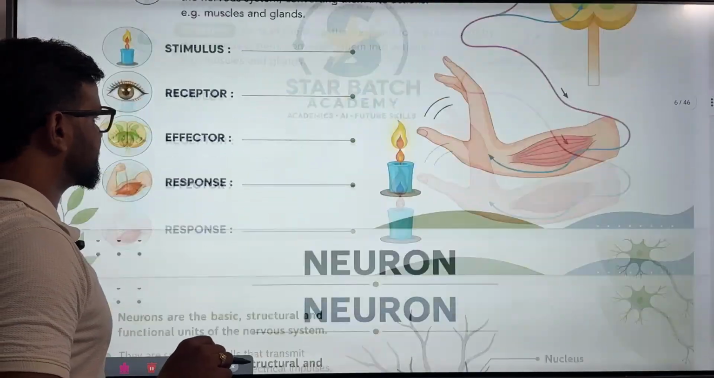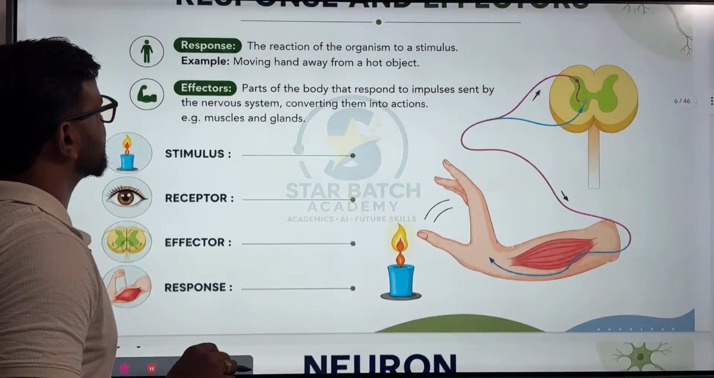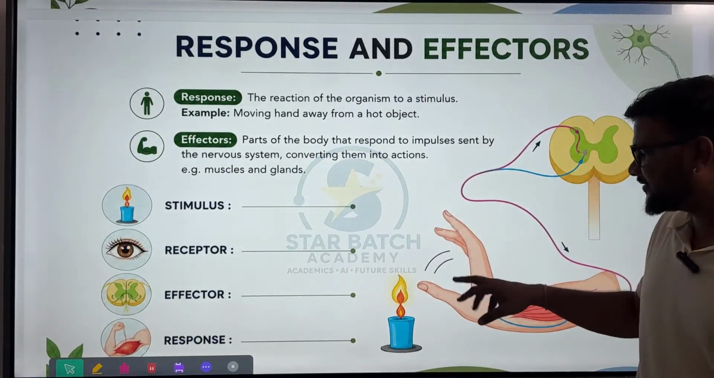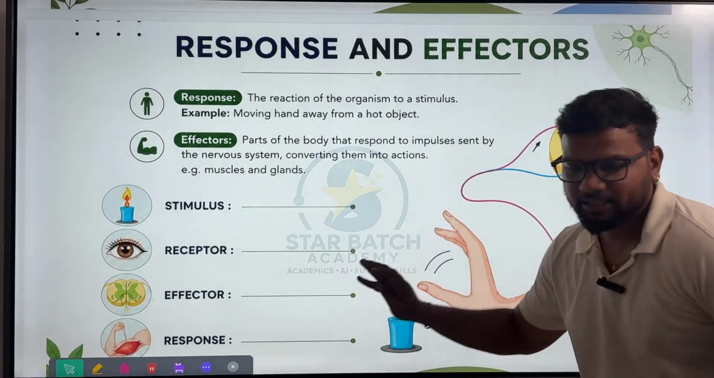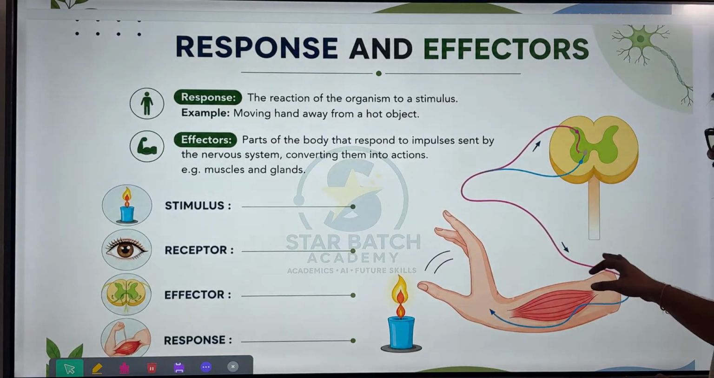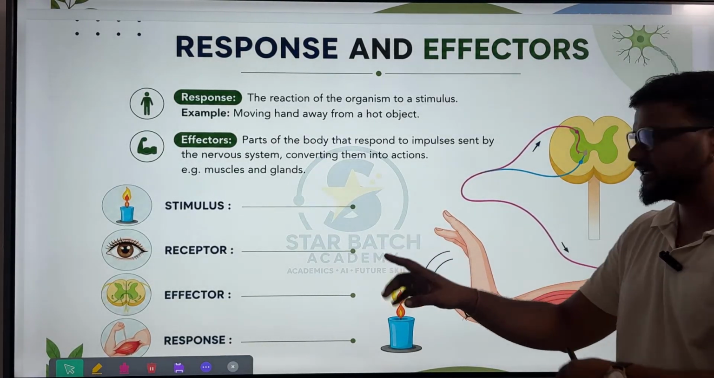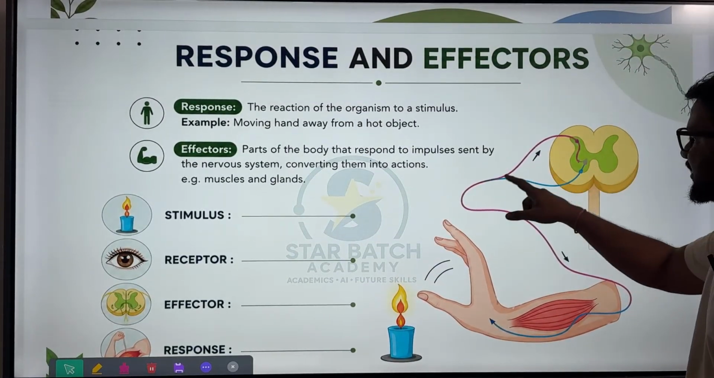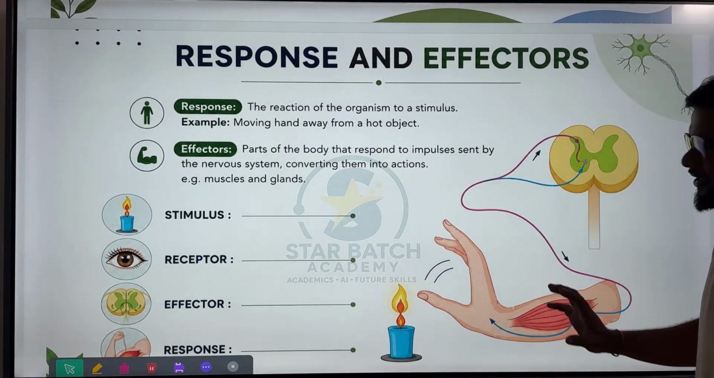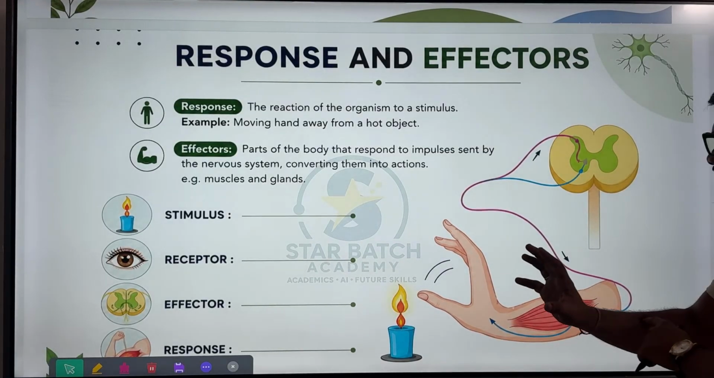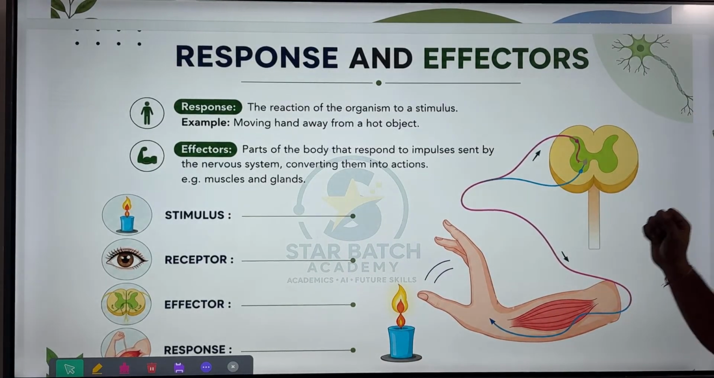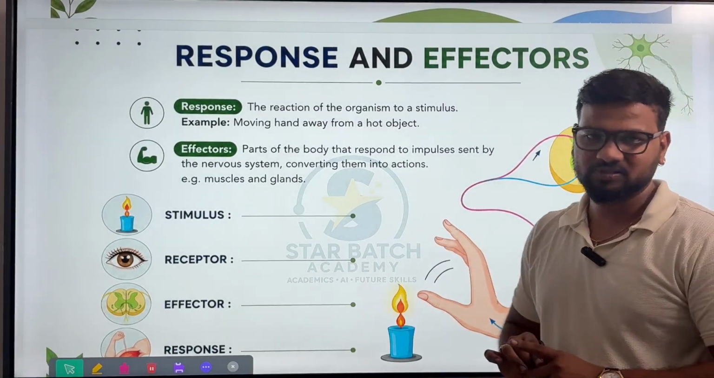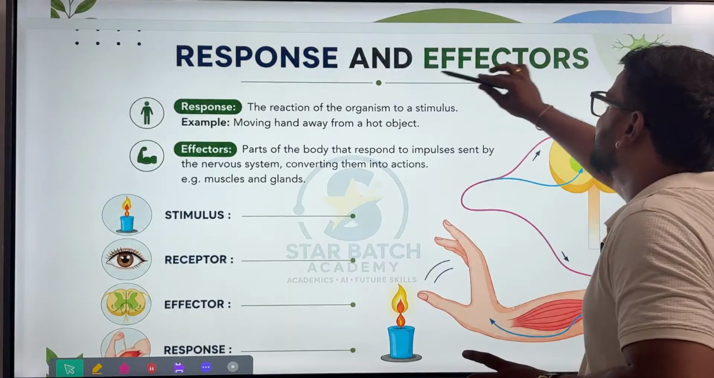Now, response and effectors. Yes, we have seen this. Once we touched the fire, what is happening? The thermoreceptors in the skin pass the information to the spinal cord. The spinal cord sends it back and gives it to the muscle. And what exactly happens? We take our hand out of the fire. Clear? This is the response and effectors.